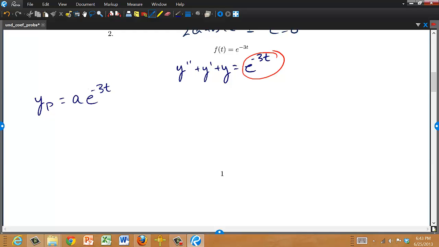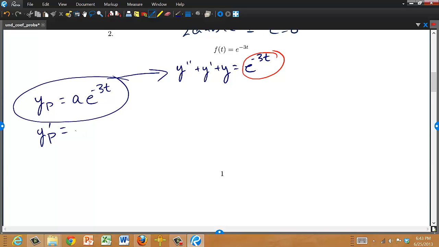What we want to do, again, is plug this yp into the left hand side of the ODE and see what that says about what a would have to be. So let's see, if I calculate yp prime, that'll be -3a e to the minus 3t, and yp double prime would then be 9a e to the minus 3t.